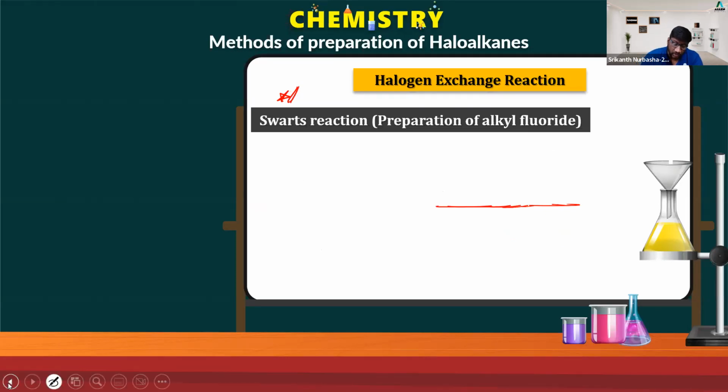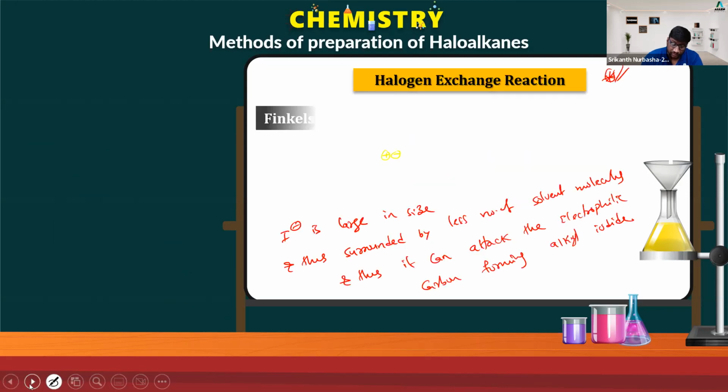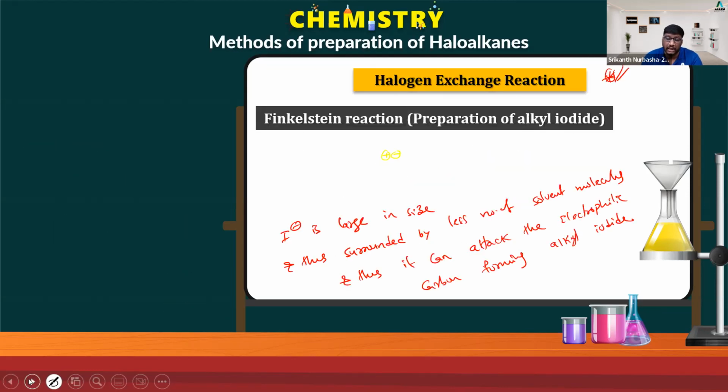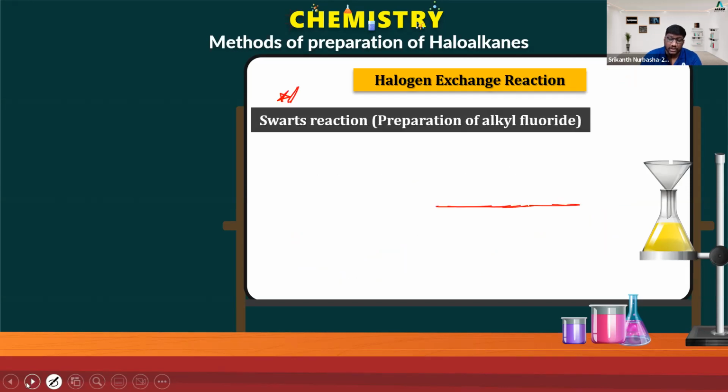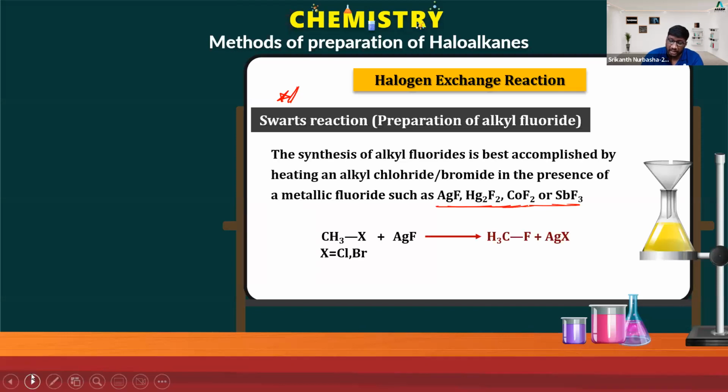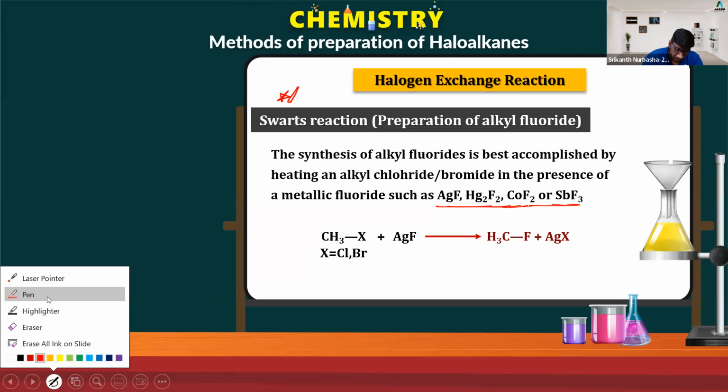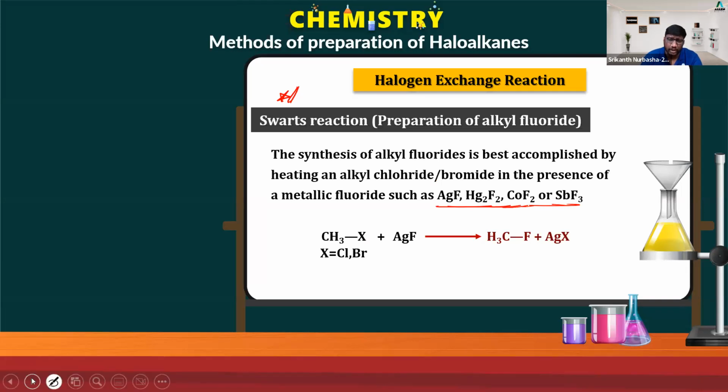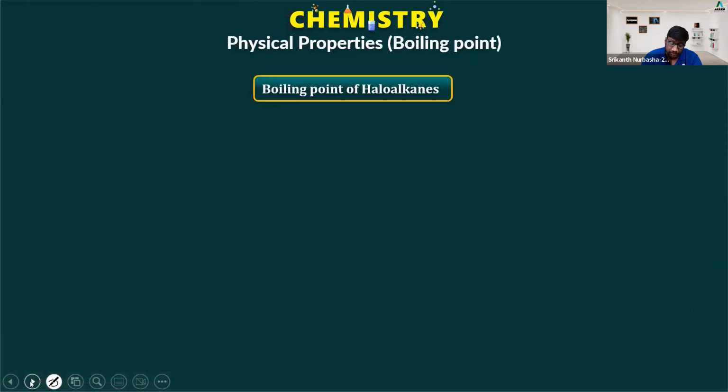Last class we have seen one more reaction. The name of that reaction is the Finkelstein reaction, where we prepared alkyl iodides. That alkyl iodide preparation is based on the difference in solubilities, whereas this Schwarz reaction is based on heating the respective alkyl chlorides or bromides with metallic fluorides. Because of the metallic fluorides, you get the respective F minus substituted, and AgX is lost as a precipitate. Right, students? So these are different reactions for the preparation of alkyl halides.